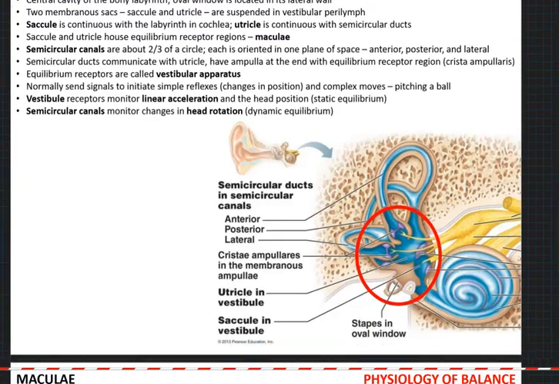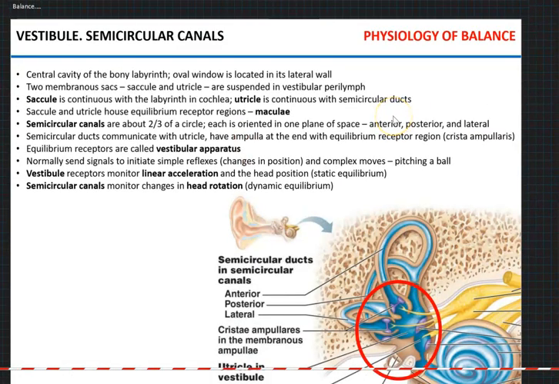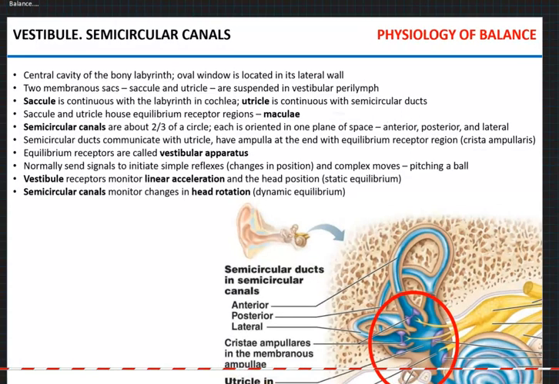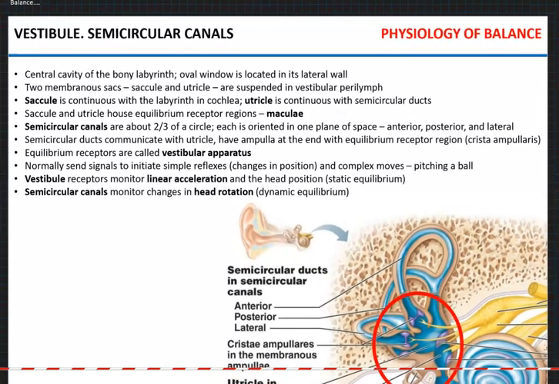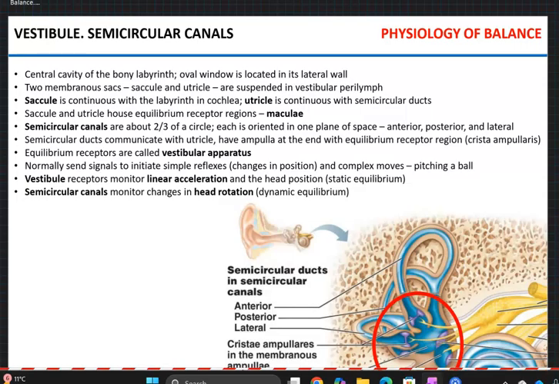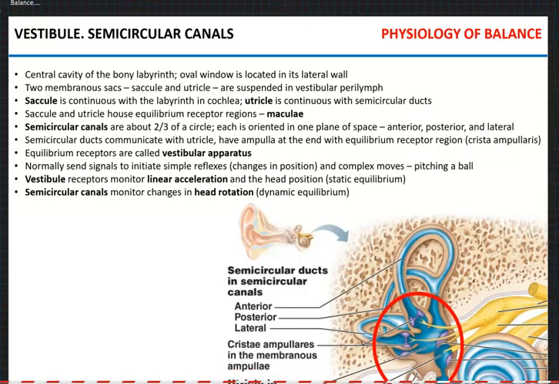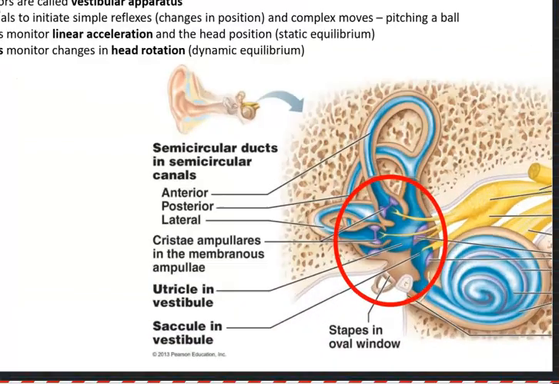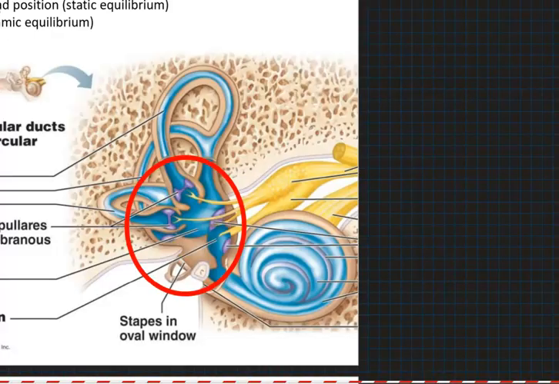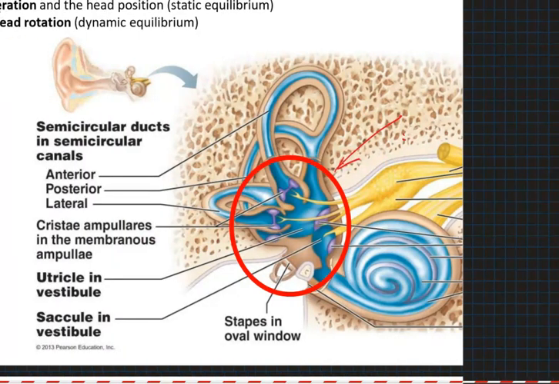So now we're going to talk about balance. And since you already are quite familiar with the hearing, believe me, the mechanics are pretty much the same. So we're going to start with the structure called vestibule, which is circled red in that image.